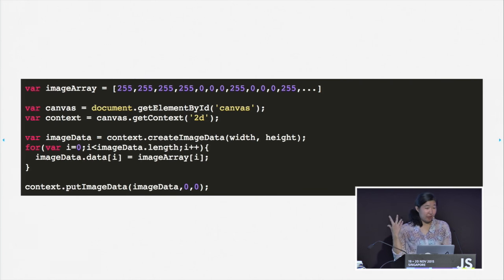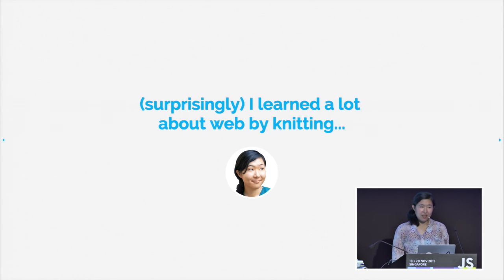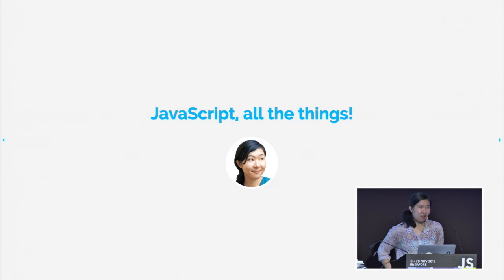So I modified my code. One thing is that the typed array doesn't have the same methods as the regular array, so you can't do the push. So I specifically defined the index and then assigned the value from my base array, and I was able to download it. At the end of this exercise or journey, surprisingly, I just wanted to knit, but I learned a lot about the web by just knitting. And I really recommend doing that.